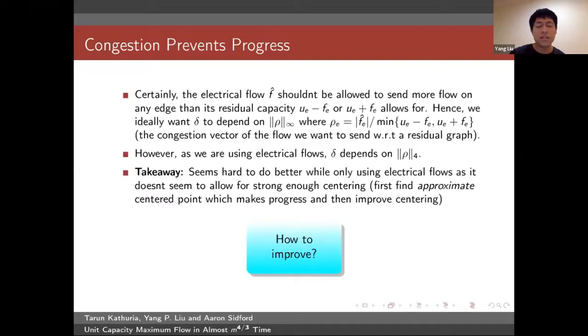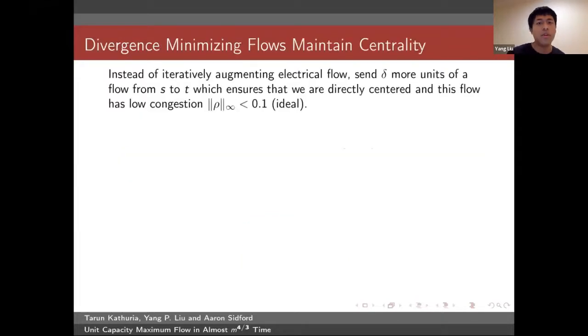So given all of this, the way to improve is that we're actually just not going to use electric flows to take augmenting steps. We're just going to directly move between the minimizer at v and v plus delta, using this thing we're going to call a divergence minimizing flow. So essentially, instead of augmenting by an electric flow, we're just going to send delta more units. And the delta units are a flow that would send us exactly from the minimizer at v to v plus delta.